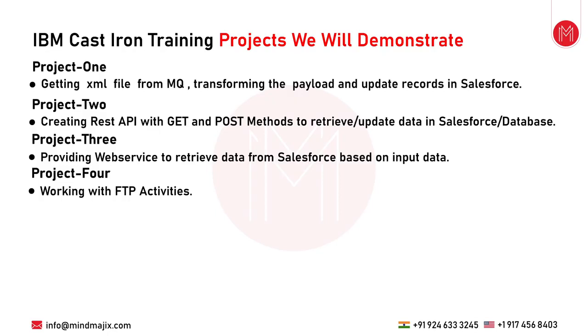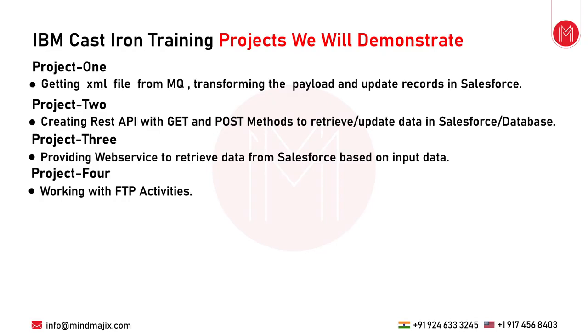And the second project is that we can create a REST API with the get and post methods. As you already know, with a REST API we can give JSON as input. Also, we can give query parameters. So if it is get, we will give the query parameters. If it is post, we will give the JSON in the body. Based on the requirement, we will capture whatever data is there in Salesforce or database, and we will give the response. So we can create one REST API also.